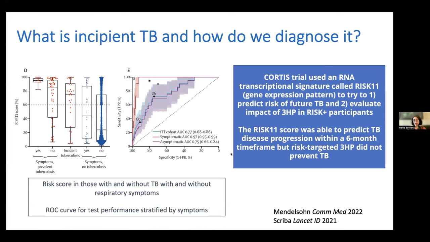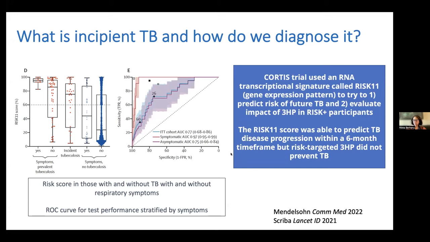And then if you look at incident tuberculosis, that's the third bar, the performance is slightly lower. Still, the median is above the threshold, so most people who develop incident TB are Risk11 signature positive, but the specificity is not perfect. There are quite a few people who are Risk11 signature negative. Then let's look at the blue dots.